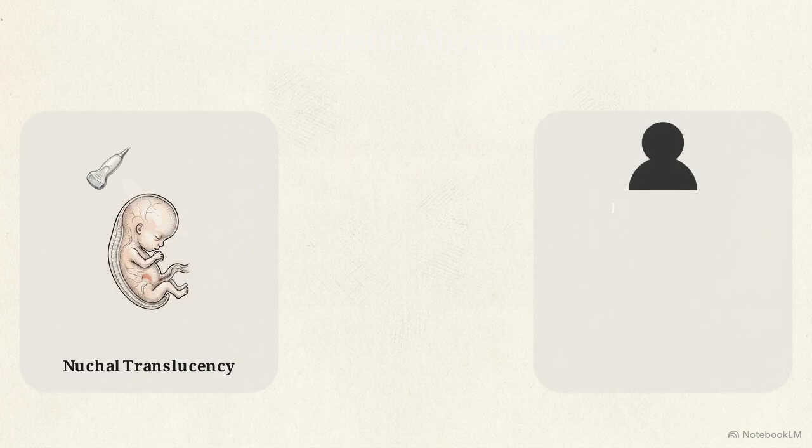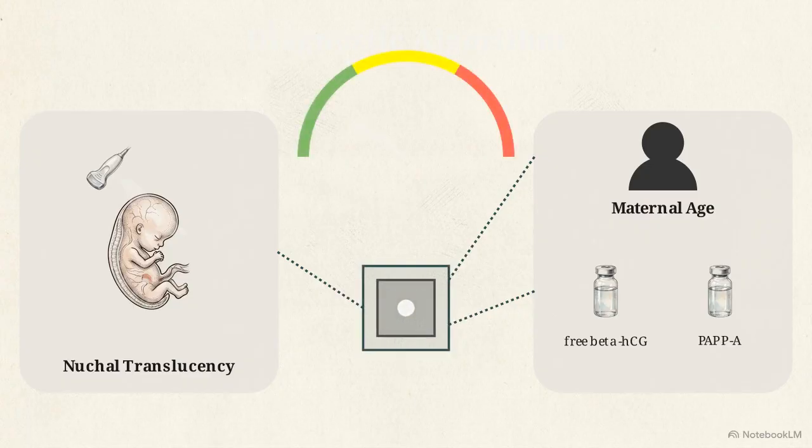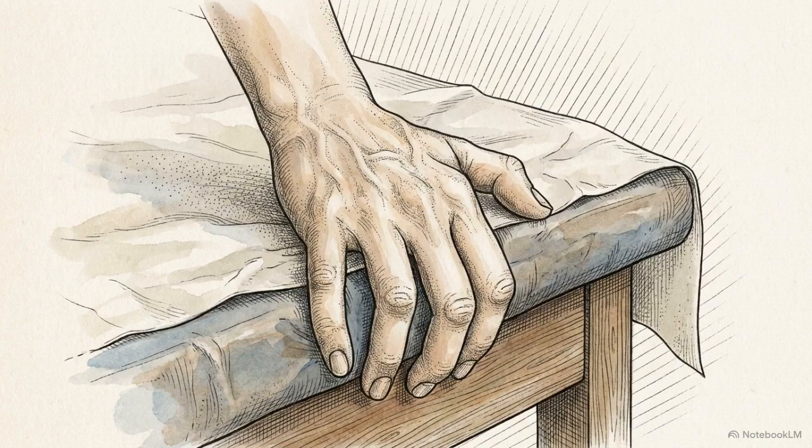This diagram illustrates the necessary diagnostic algorithm. The nuchal translucency measurement alone is insufficient. It must be combined with the mother's age and specific serum markers in her blood, free beta-HCG and PAPP-A. Together, these data points synthesize into a unified risk probability score. If that algorithm returns a high-risk result, we move from screening to definitive diagnosis.